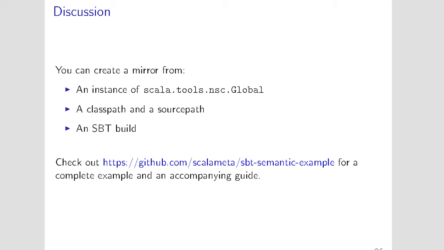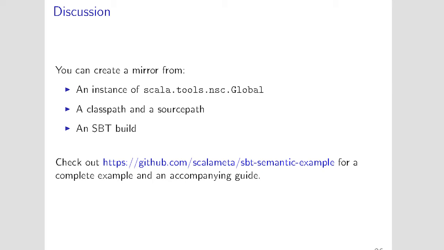Also, there are multiple ways to create a mirror. We've seen how to create it using compilation artifacts. There's also integration with SBT, because in SBT you can fetch all these paths automatically. This is covered in our SBT semantic example project. And finally, for those who really like danger, you can take an instance of the running compiler, something of type scala.tools.nsc.Global, and basically do the same that the SBT integration would do for you.